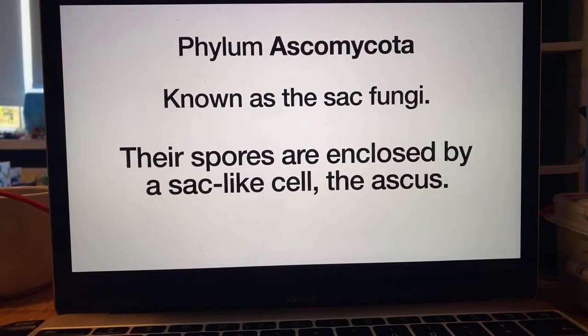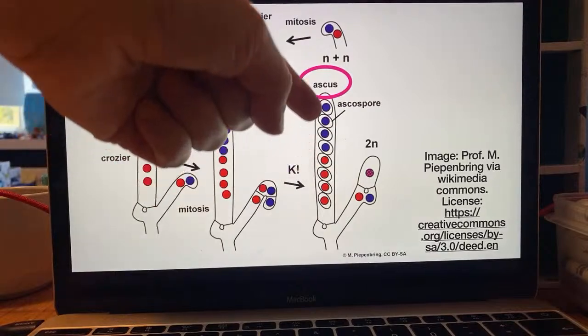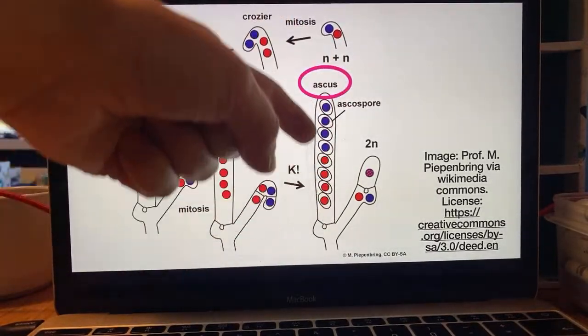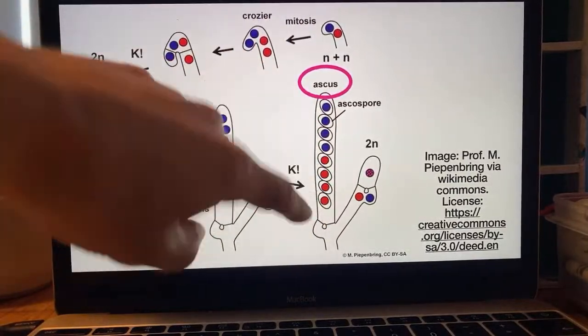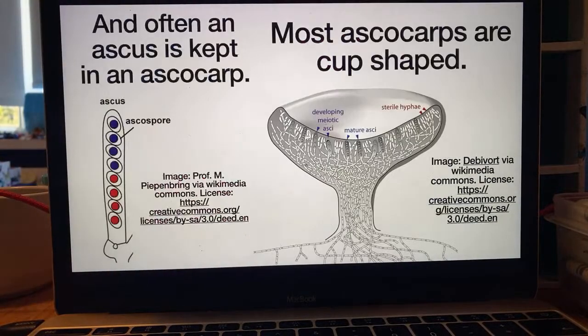It's known as the sac fungi because their spores are enclosed by a sac-like cell called the ascus. All right, it'll make sense. I hope so. Anyway, here's a picture. This is sort of a complicated picture showing how the ascus forms. But what I really need you to know is that there's this little sac. It doesn't really look like a sac, does it? It looks like a finger. But anyway, this is the ascus, this long finger type thing, which is holding the spores. It's holding 8 spores. They're called ascospores because they're in the ascus. We can just call them spores, all right?